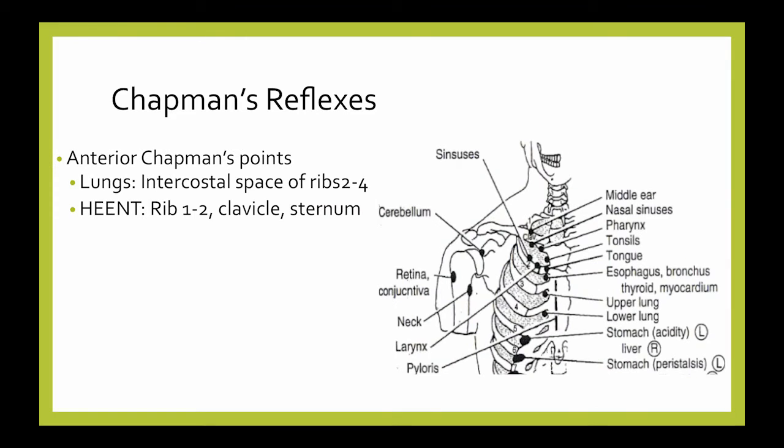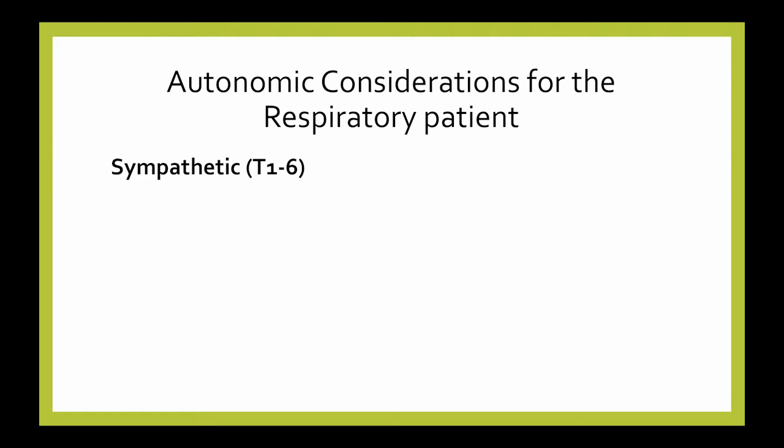Anterior Chapman's points for your lungs: you're looking at the intercostal spaces of ribs 2 to 4. For the HEENT portion, you're going to look at ribs 1 and 2, the clavicle, and then the sternum.